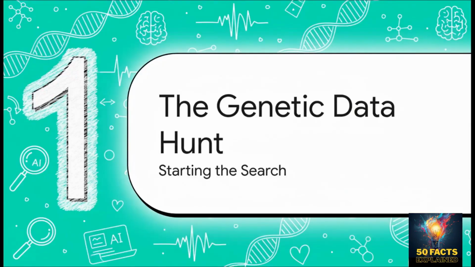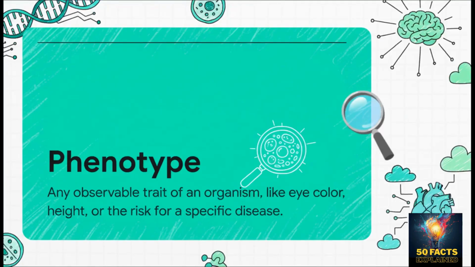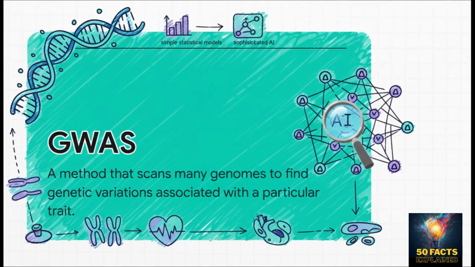To start this genetic data hunt, we have to begin with the basics. First things first, we need to know what exactly we're even looking for. So, in the world of genetics, that thing we're trying to understand is called a phenotype. It's really just any trait you can see or measure. It could be super obvious, like your eye color or your height, or it can be way more complex, like your specific risk for a disease. That's our target.